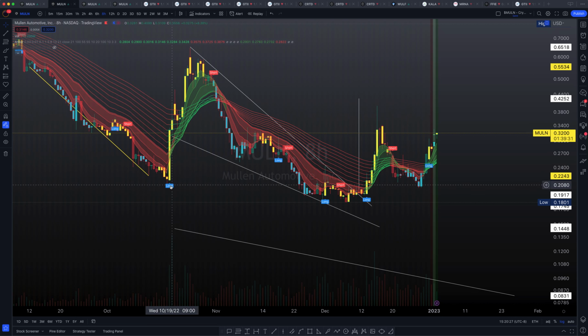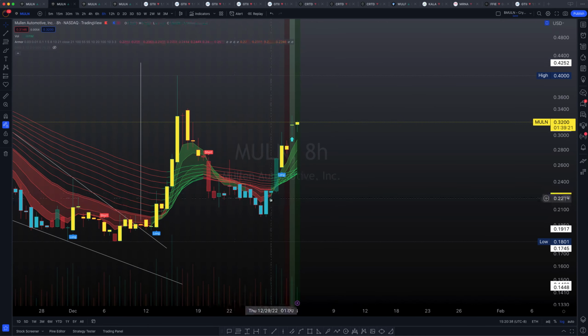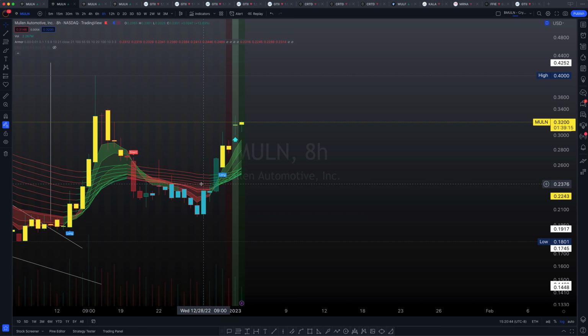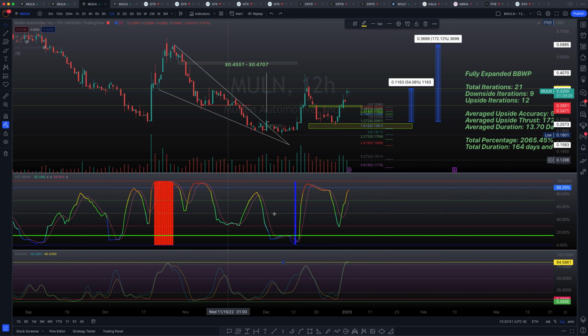So you can see a long signal right down here, and you can see it went all the way up. We got a short signal, and it came all the way down. The reason why I'm mentioning this particular Armor is because it has printed a new signal, and that signal is still being honored. You can see that the green waves are now starting to print. So this is looking good for MULN thus far. Let's continue on with the analysis and see what else we have.